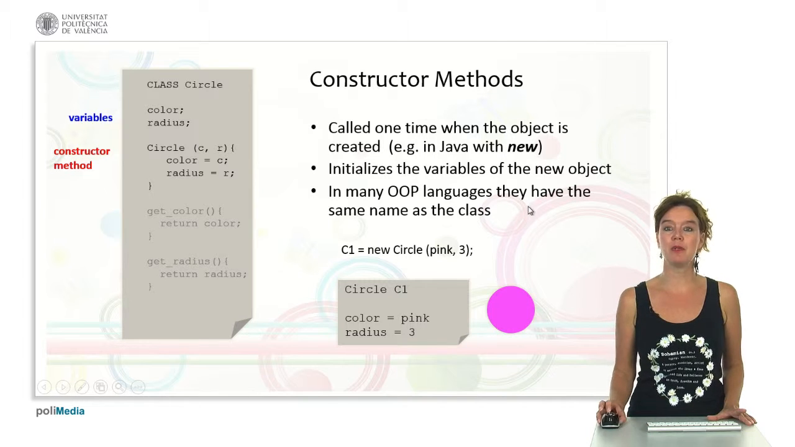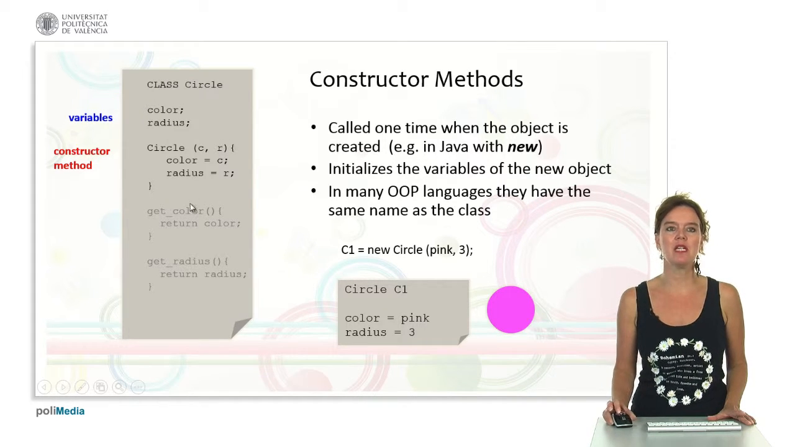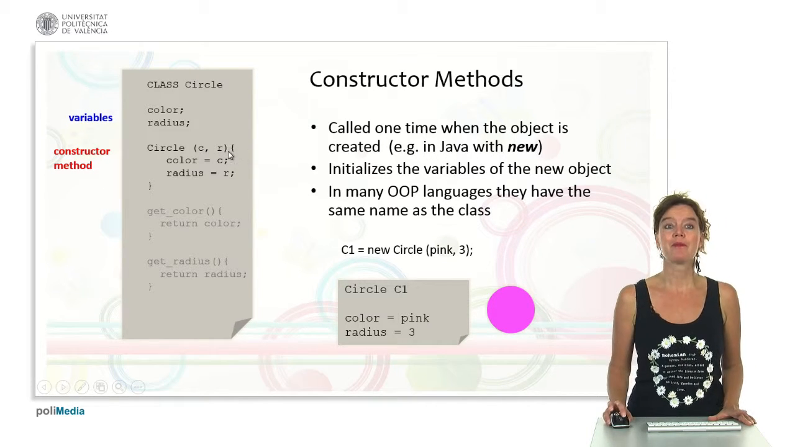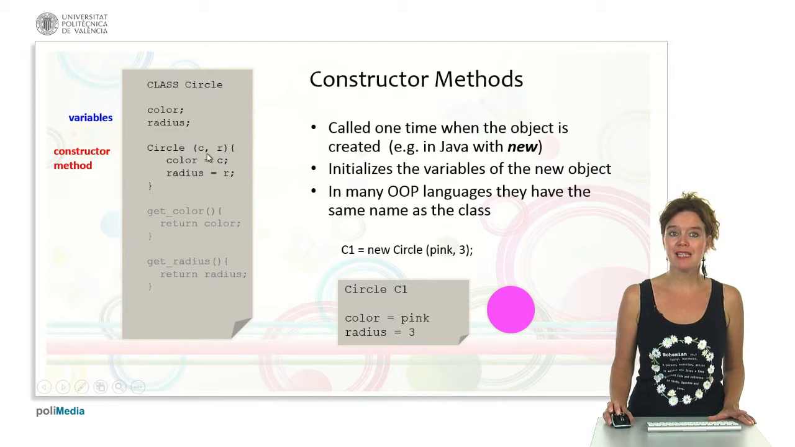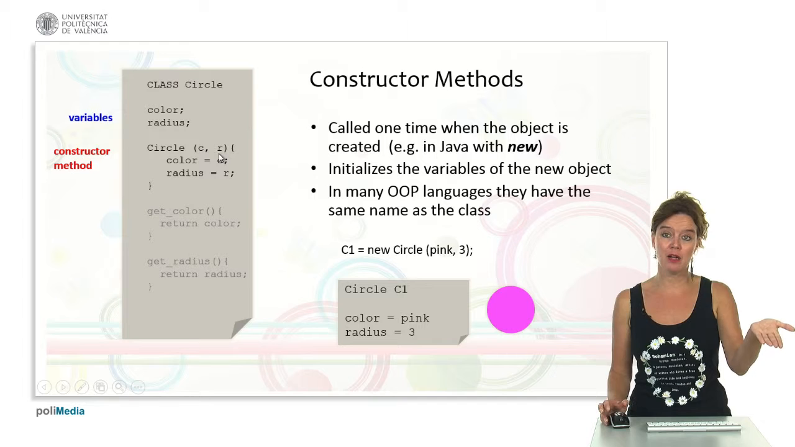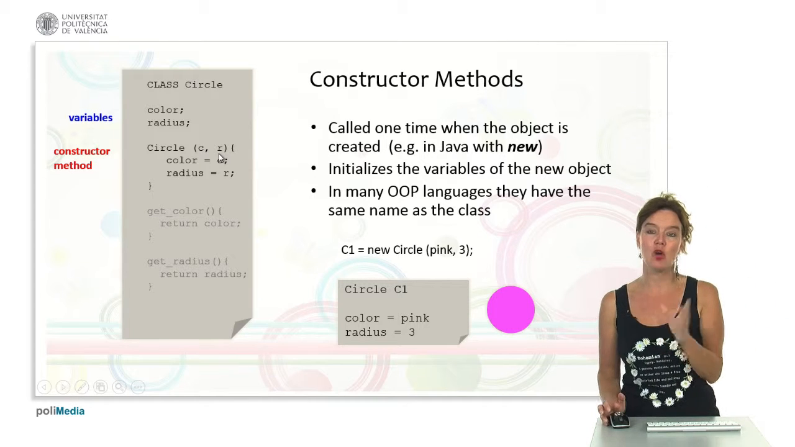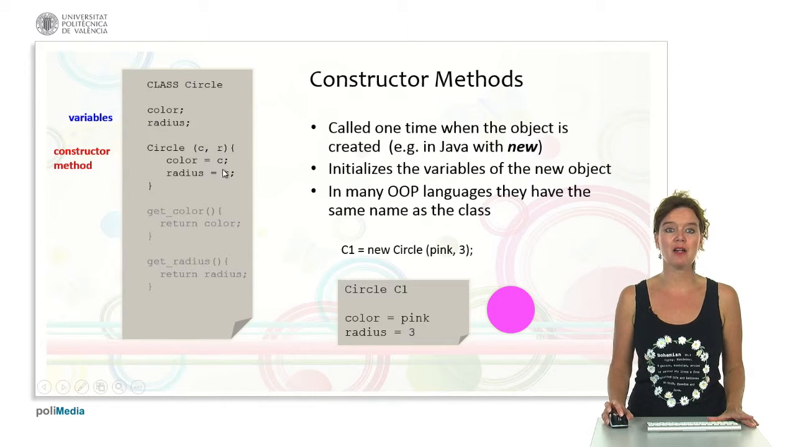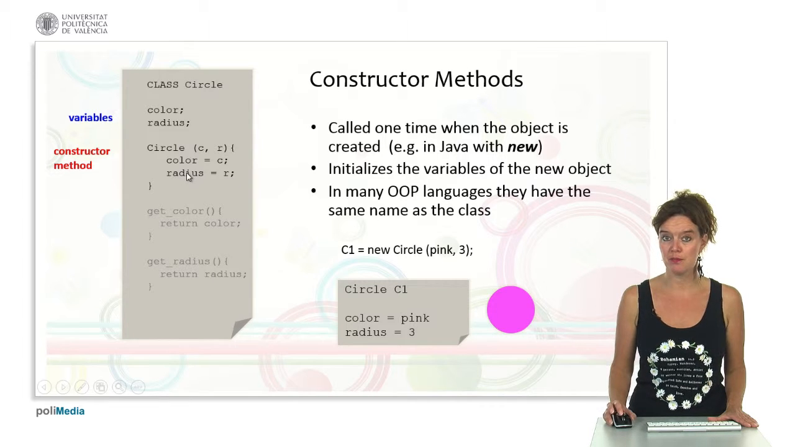So here on the slide we see again the class Circle with the variables color and radius that we've seen before, and here now you see the constructor method. It's got the same name as the class, it's called Circle. It's got 2 parameters, C and R, that respectively get the color and the radius of the new circle object that you want to create. And here you see what it does. It assigns the value of C to our attribute color, and it assigns the value R to our attribute radius.